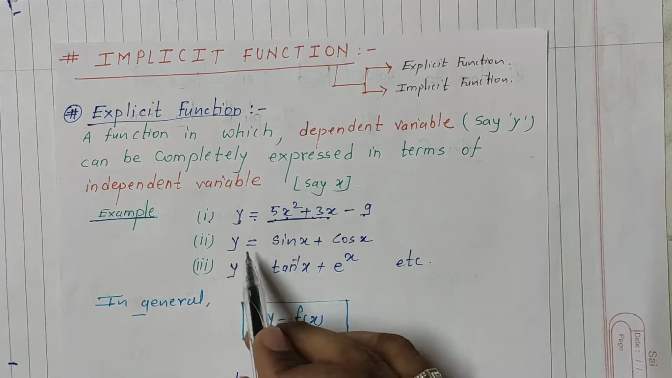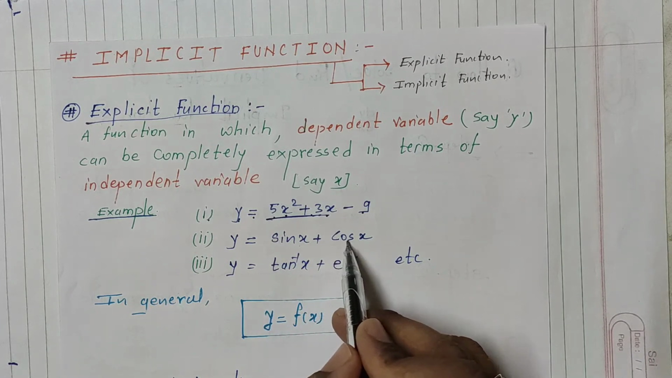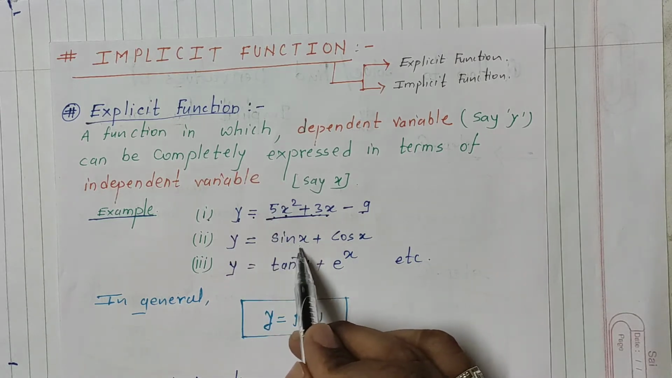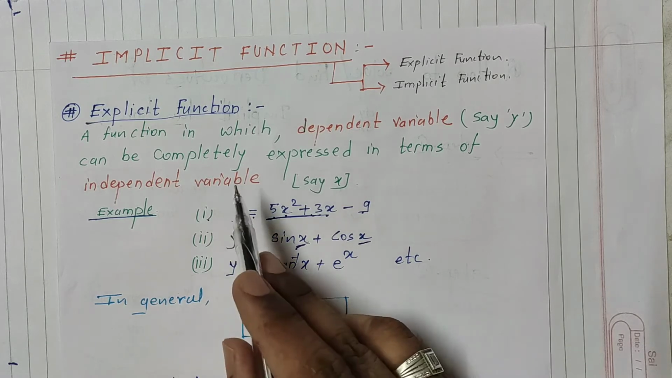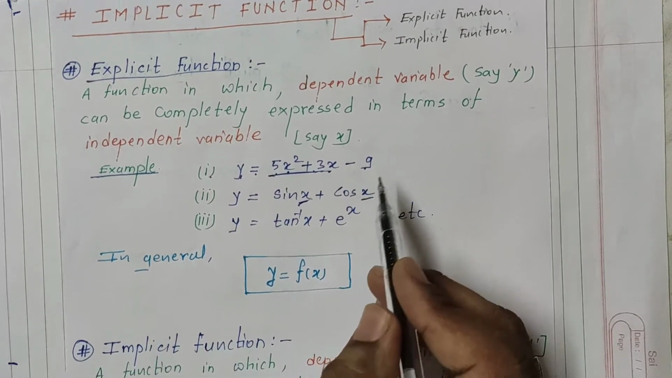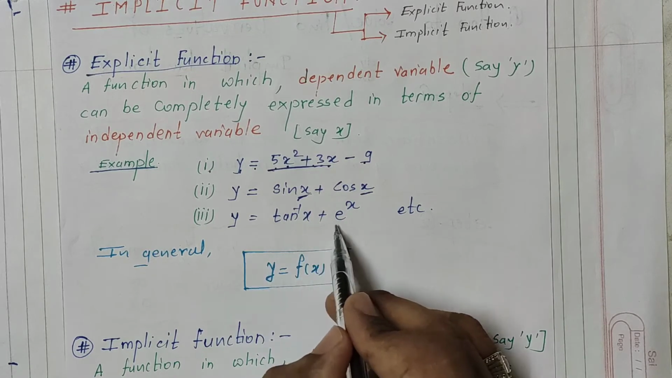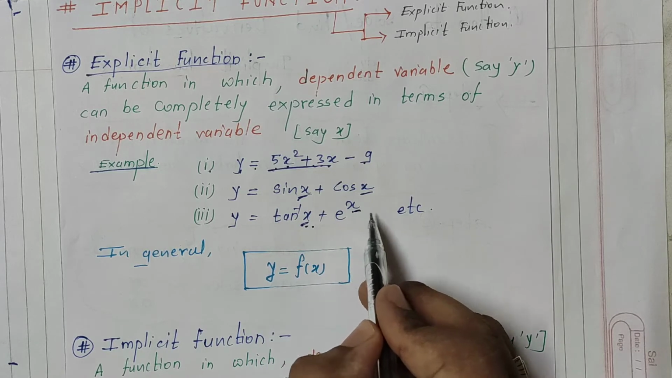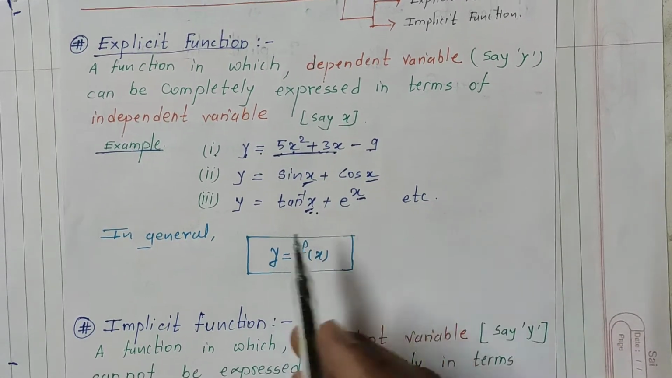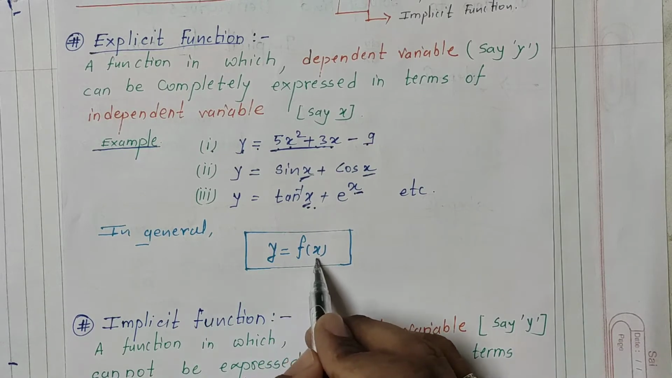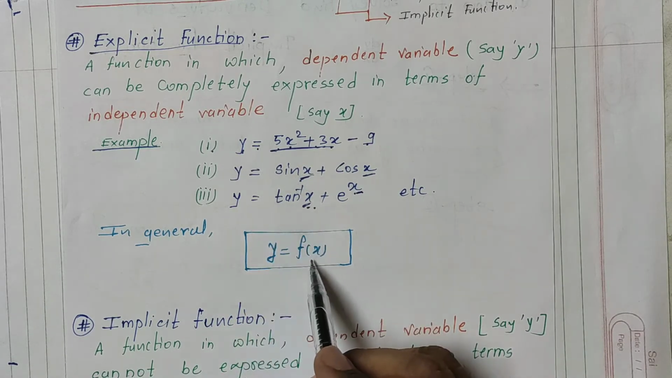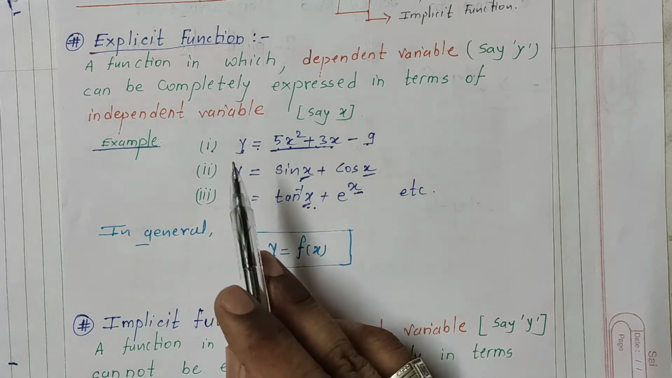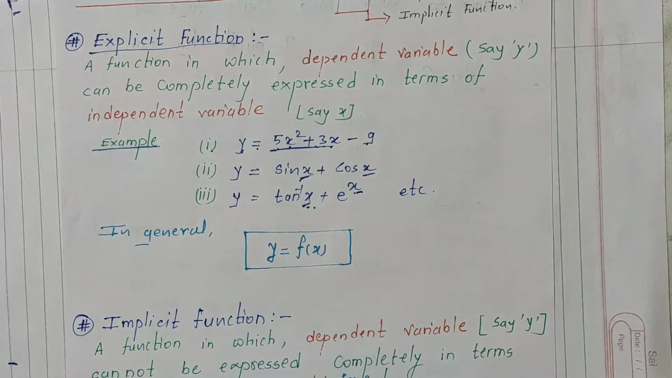Second example, y is equal to sin x plus cos x is also an explicit function. Why? Because y can be expressed in which variable? X variable. Therefore it is a type of explicit function. Third example, y is equal to tan inverse x plus e raised to x. Here y can be expressed in only x variable form. It's called explicit function. In general, we can write y is equal to f of x, called the explicit function form. Now we learn implicit function.